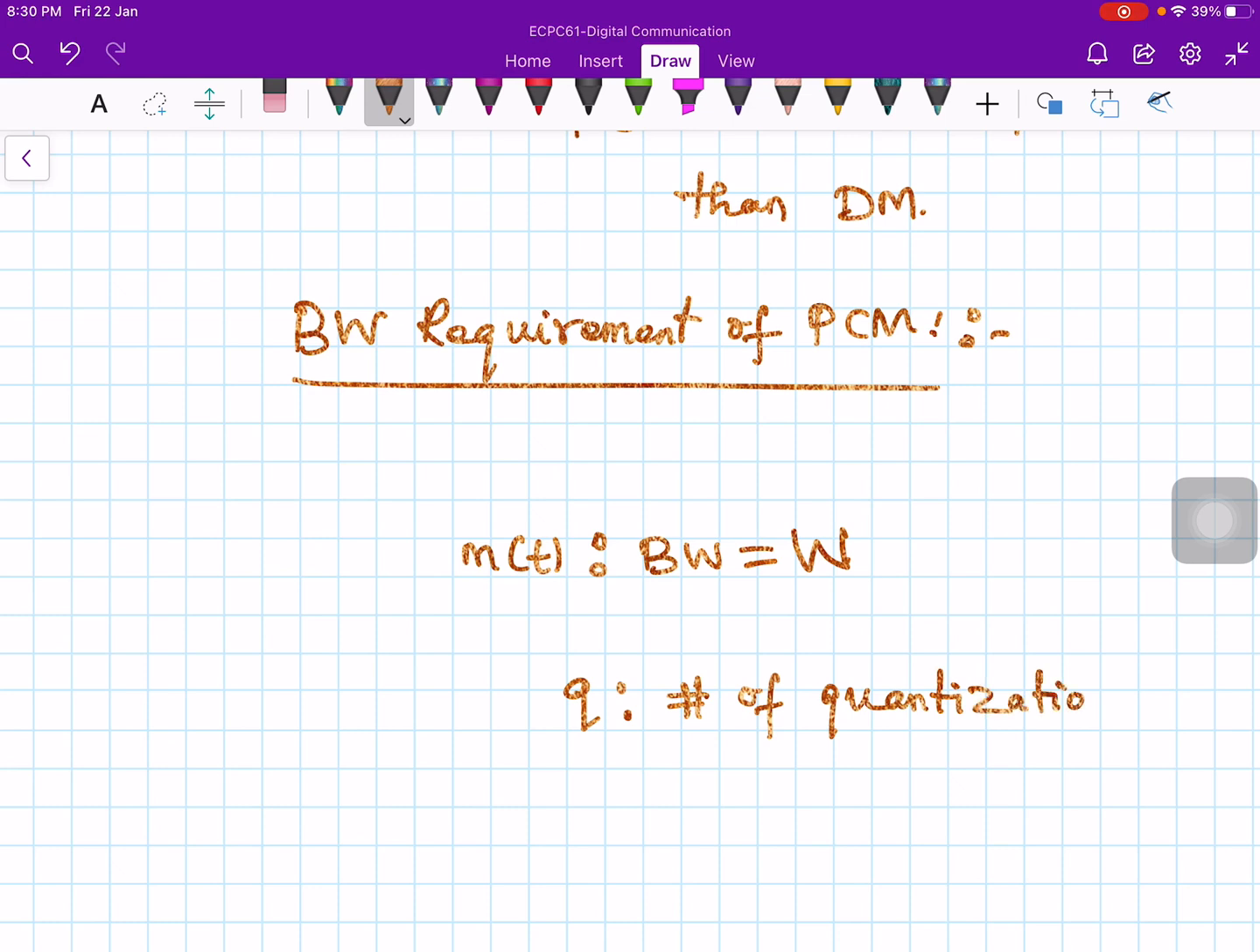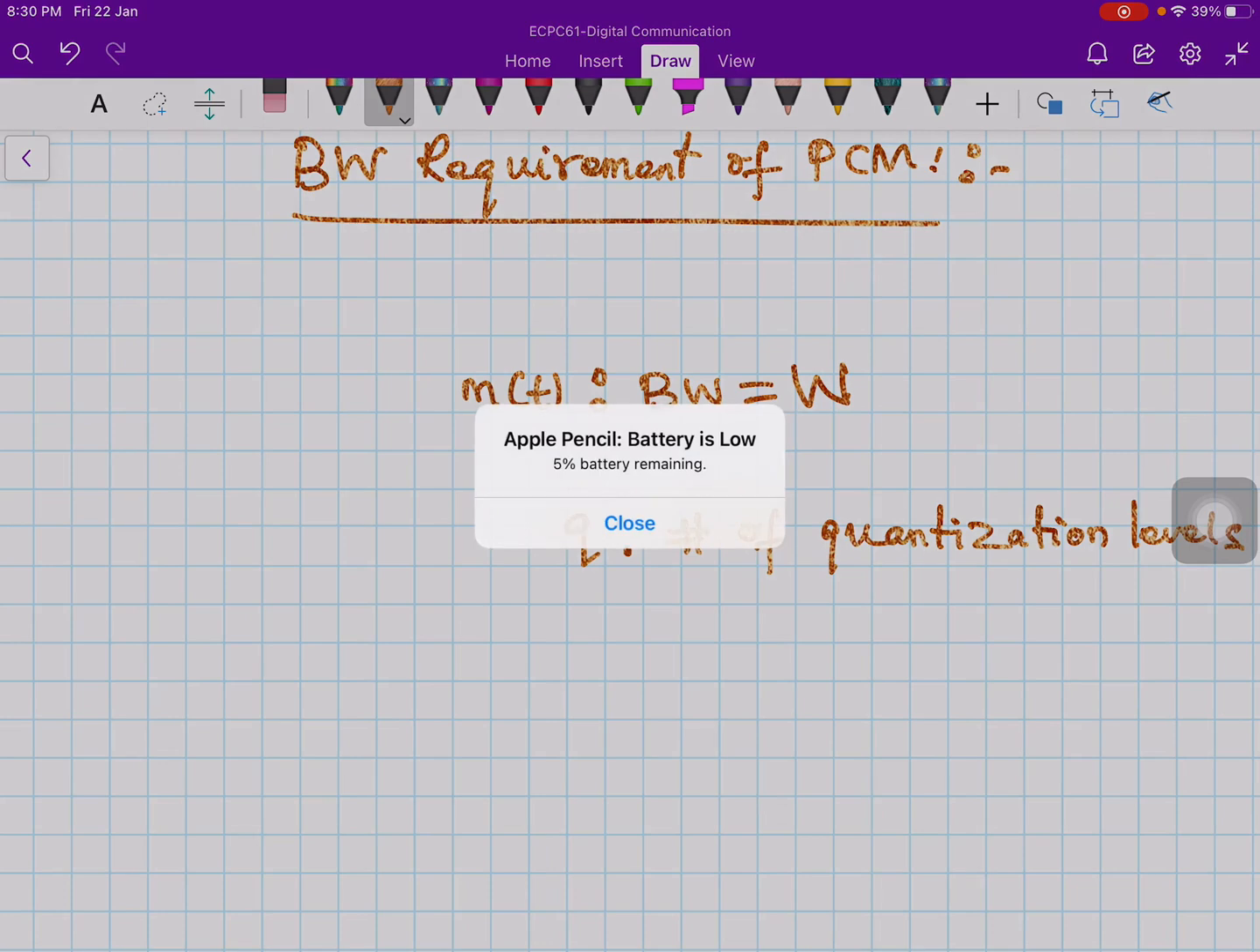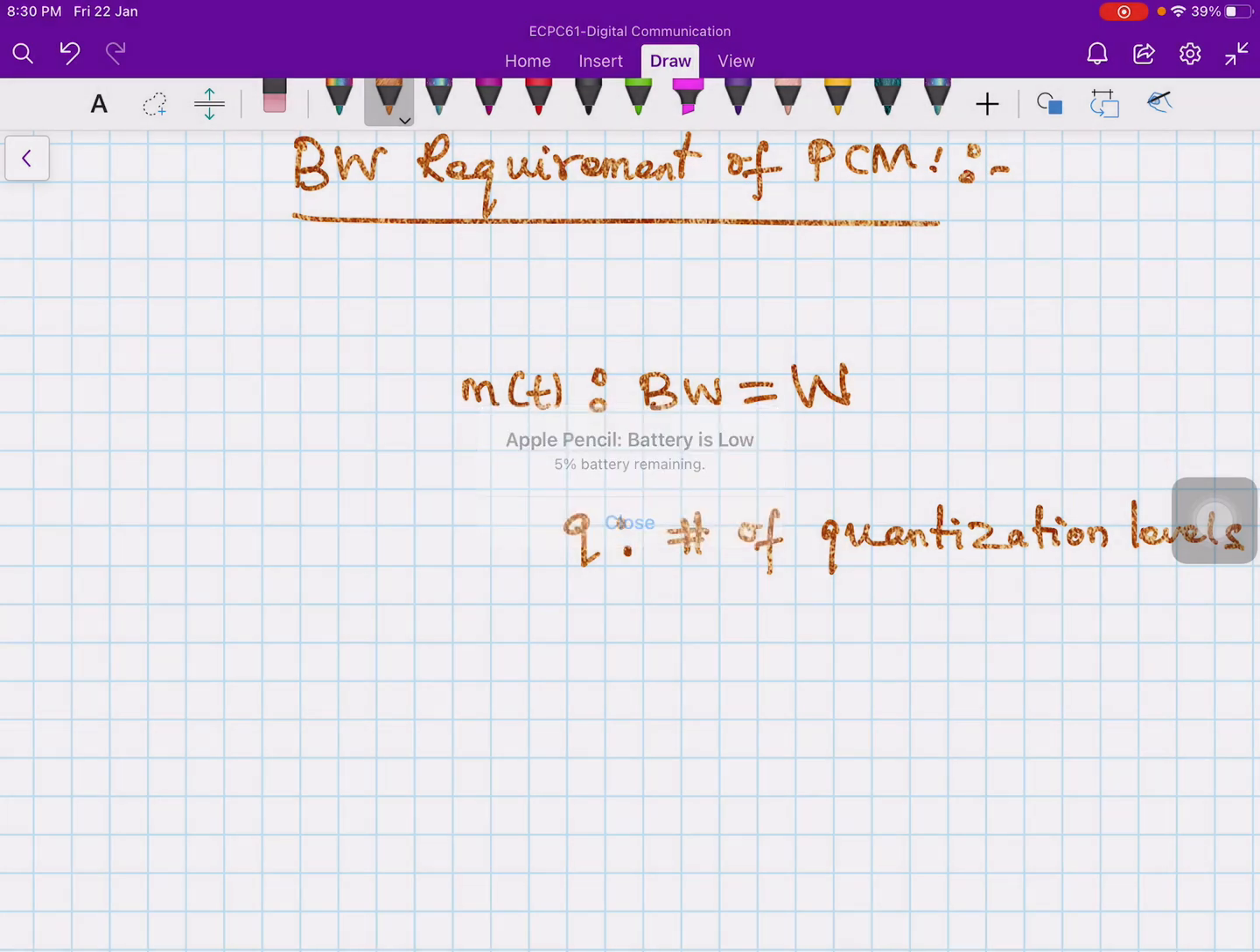Q is the number of quantization levels. For convenience, let us assume that Q is chosen to be a power of 2.